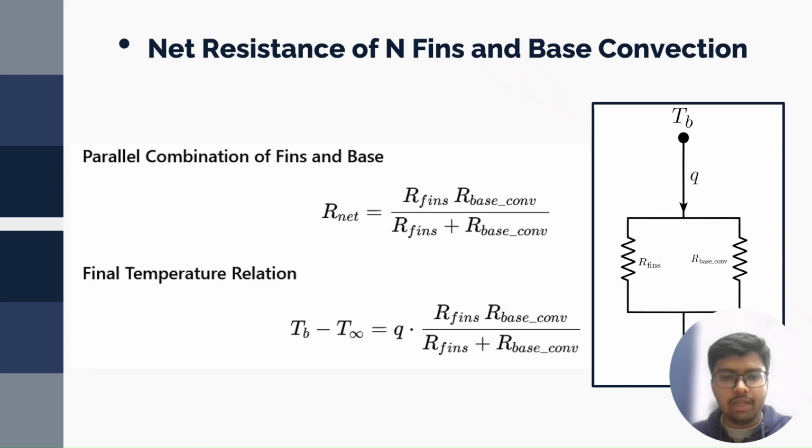And the parallel combination of fins and base. The resistance offered by all the fins and the resistance offered by the base area, which will be the total area minus the number of fins times the single fin cross-section area, will also be in parallel. Hence the net resistance will be given as R fins times R base convection upon R fins plus R base convection. So the final relation will be delta T, Tb minus T infinity, equals Q times R net, which is given above.